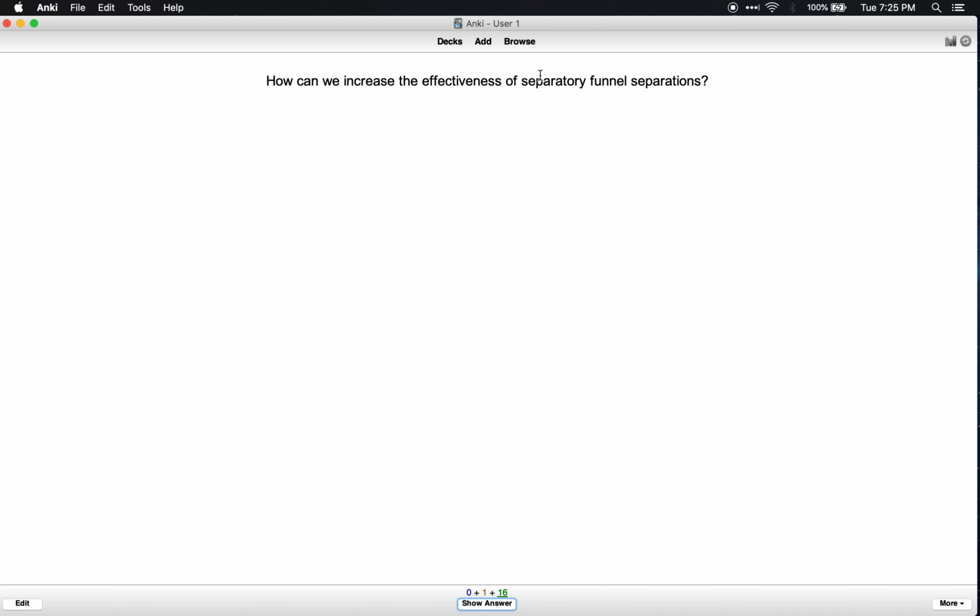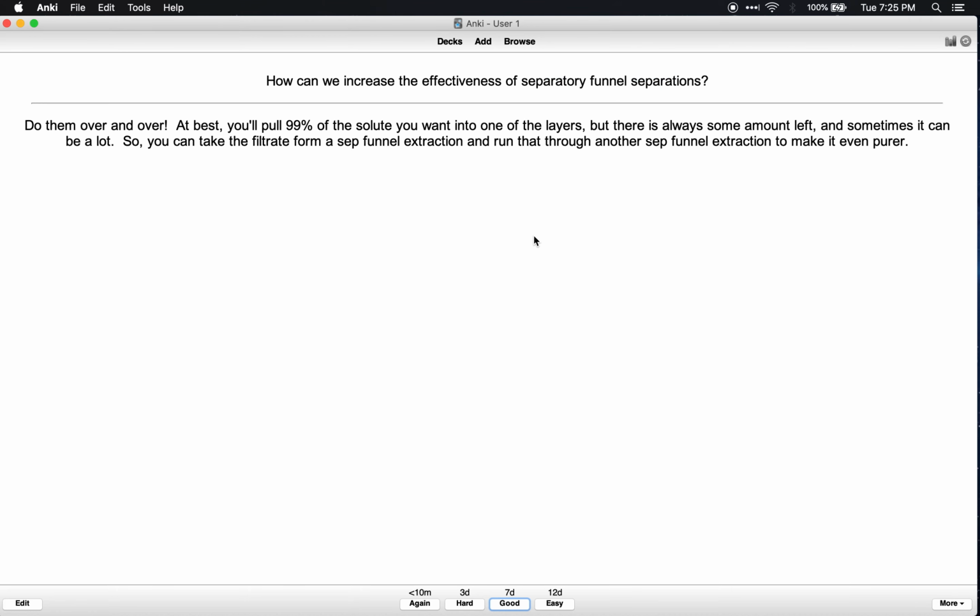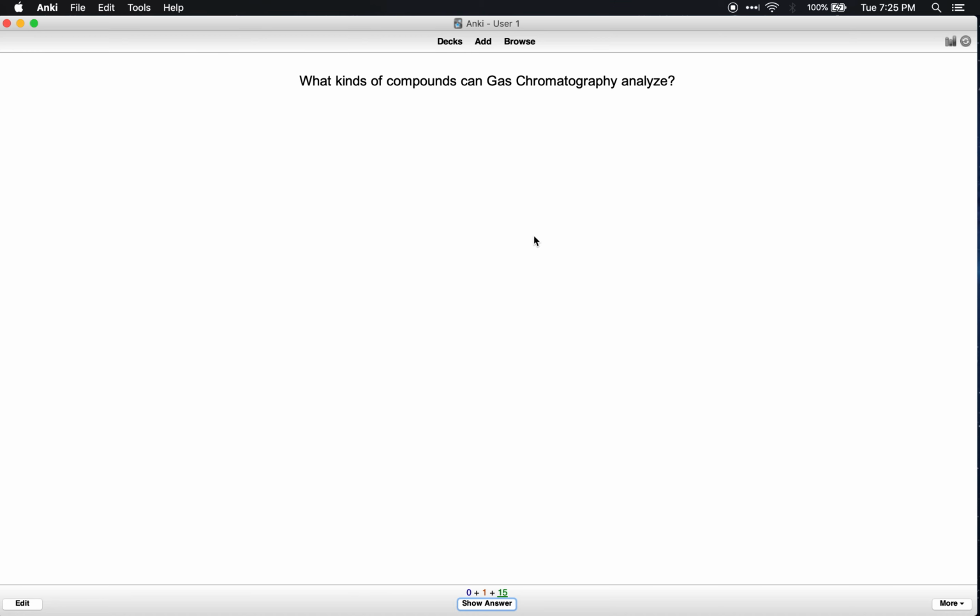Do it over and over again for separatory funnel separations. Sublimation works for basically any sublimable solids, so solids that go into the gas phase very easily, and low boiling point liquids.